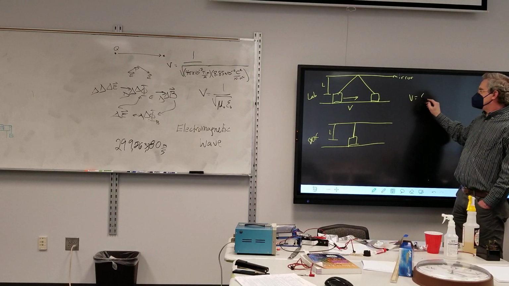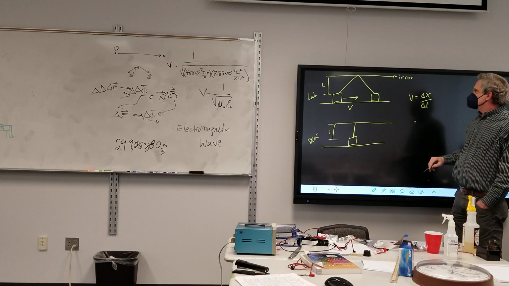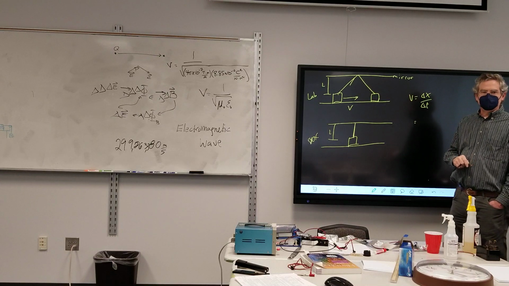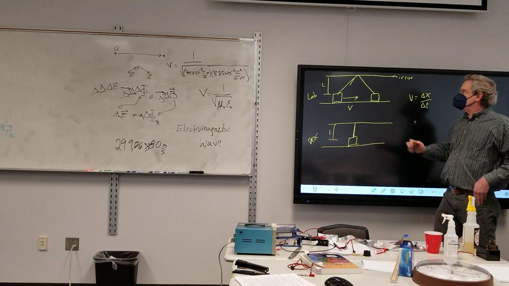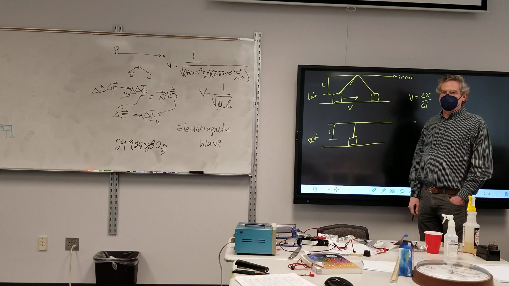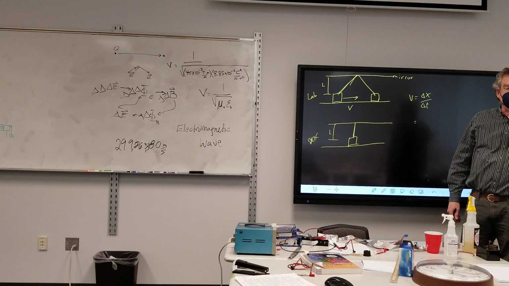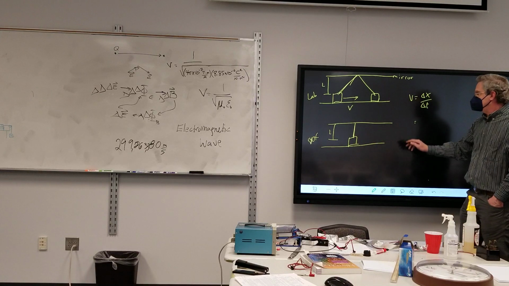Speed, distance over time. What is this distance here? The light's traveling from here to here to here. What is the distance that the light travels? Isn't it the same length as the up and down? No, it's not. This length right here is just 2L.